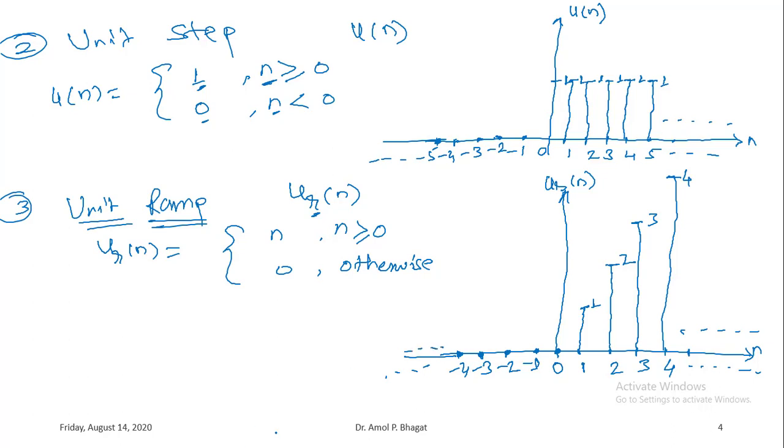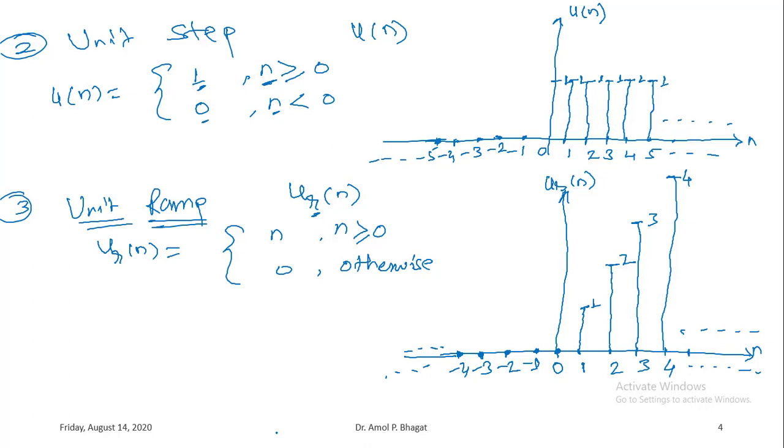So likewise, these three elementary discrete time signals can be described. The first one is the unit sample signal or unit impulse signal, which is denoted as del of n. The second one is the unit step signal, which is denoted as u of n. The third one is the unit ramp signal, which is denoted as ur of n.